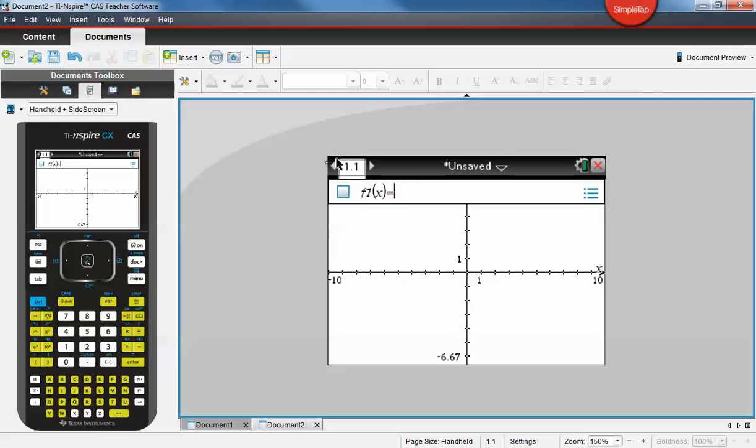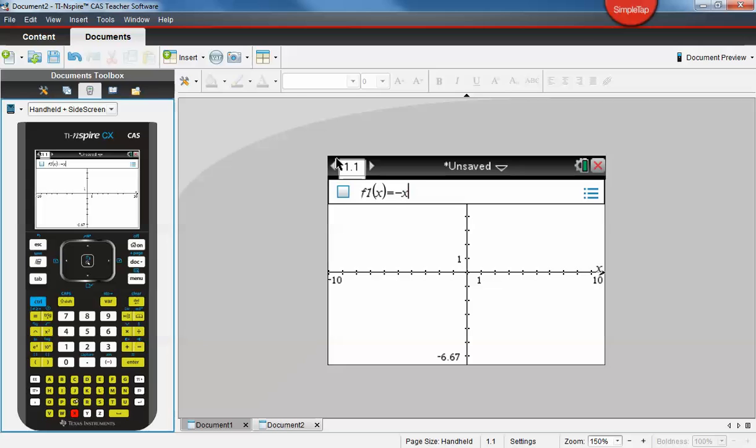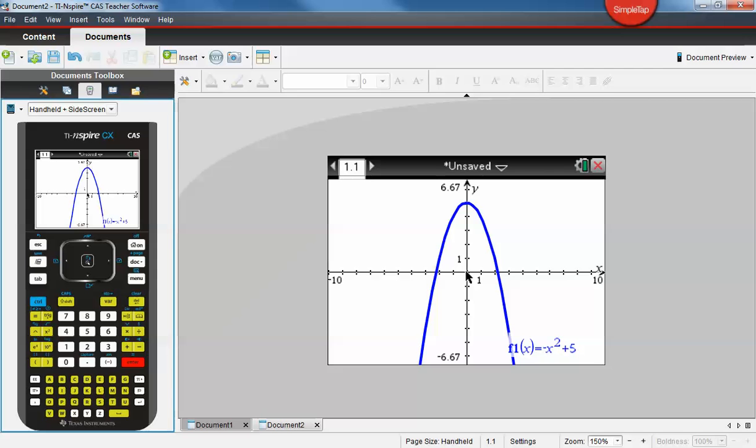Alright, so let's say that I had negative x squared plus 5. Again, that's a pretty easy graph to visualize. It's just a parabola, a U-shaped graph with a y-intercept of 5 opening downward.